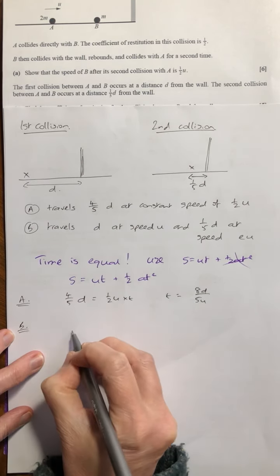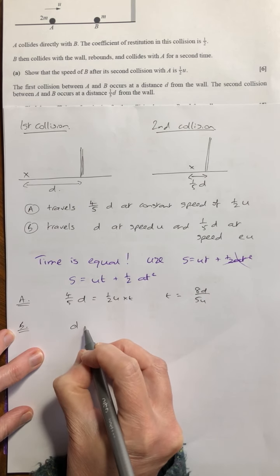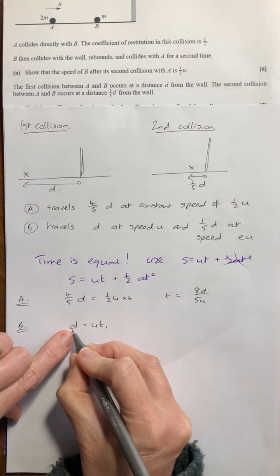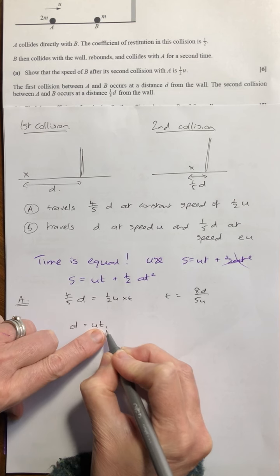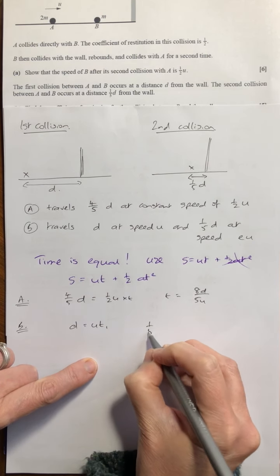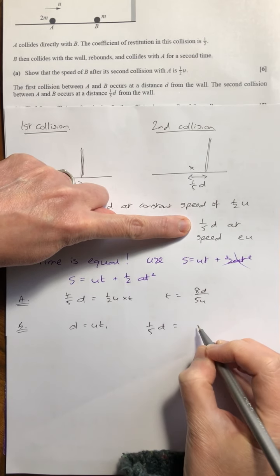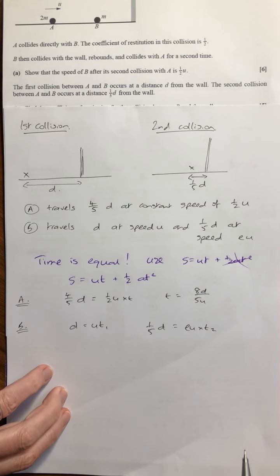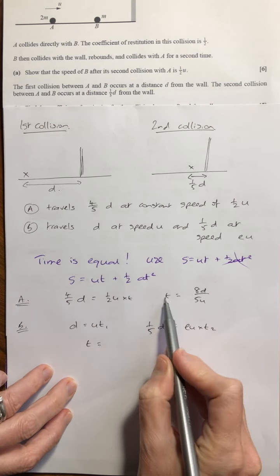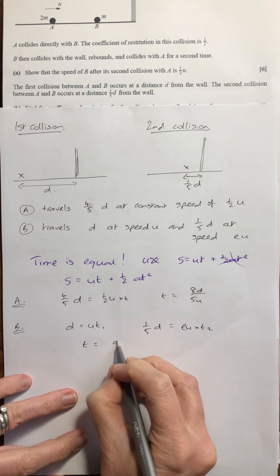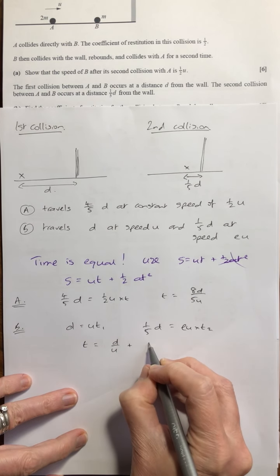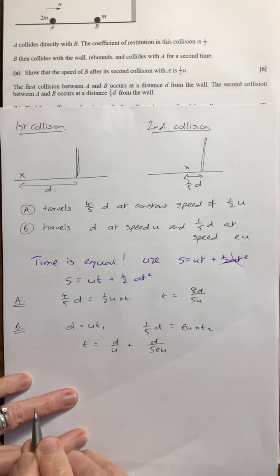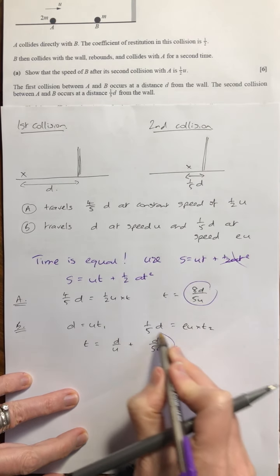Now for B, 2 different sections. The first section, it travels D at a speed U. So distance equals speed times time. That first bit of time I'm calling T1. The second part, it's travelling that distance 1/5 D at a speed EU times by that second time period. So the total time there, which is going to be equivalent to this one, is equal to D over U plus D over 5EU.